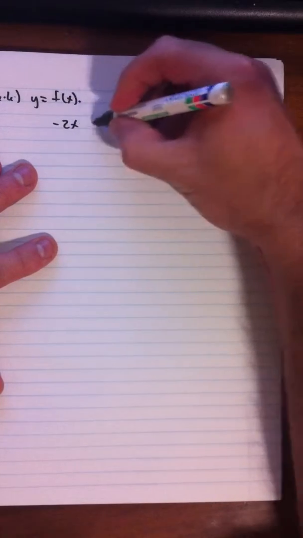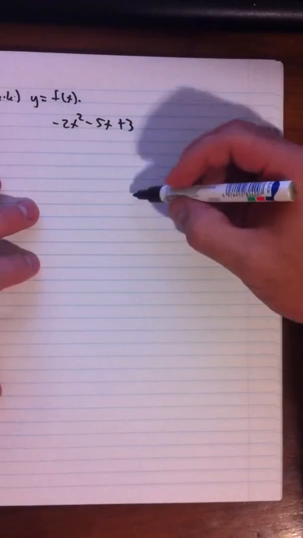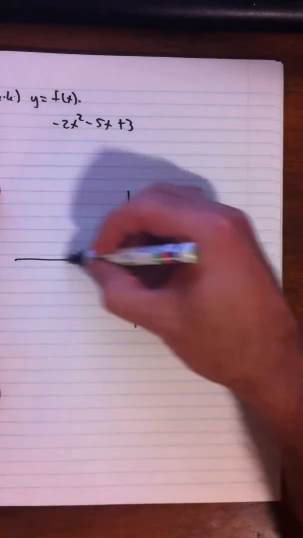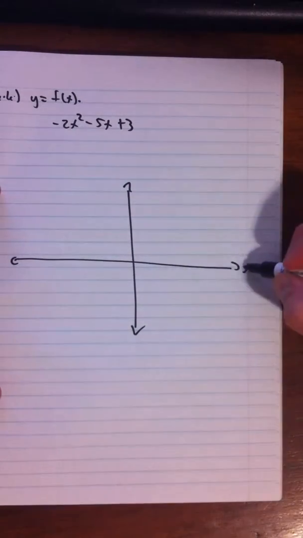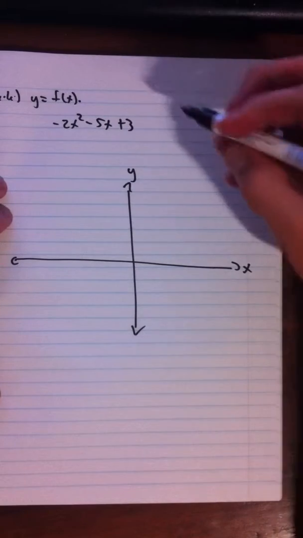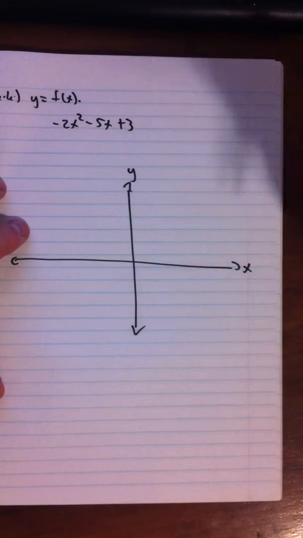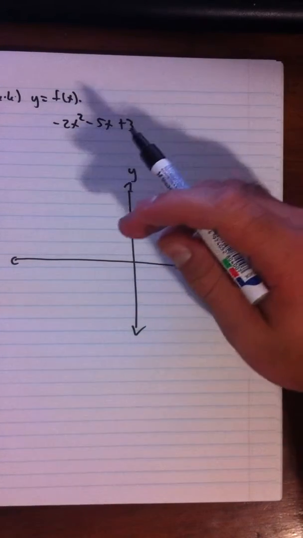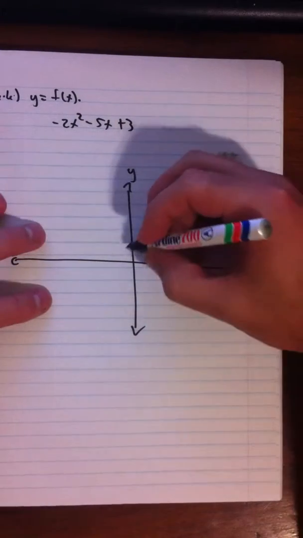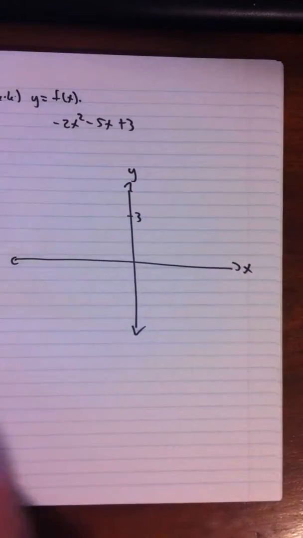Here we know that f(x) is -2x² - 5x + 3. What do we need for a sketch? Okay, so our x-axis and our y-axis. We need the x-intercepts, the y-intercepts, and the turning points. Okay, what was our y-intercept? Our y-intercept was positive 3. Our x-intercepts were what?